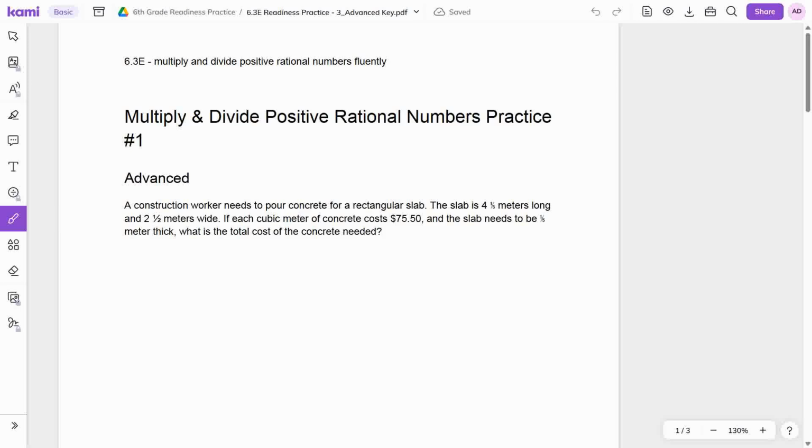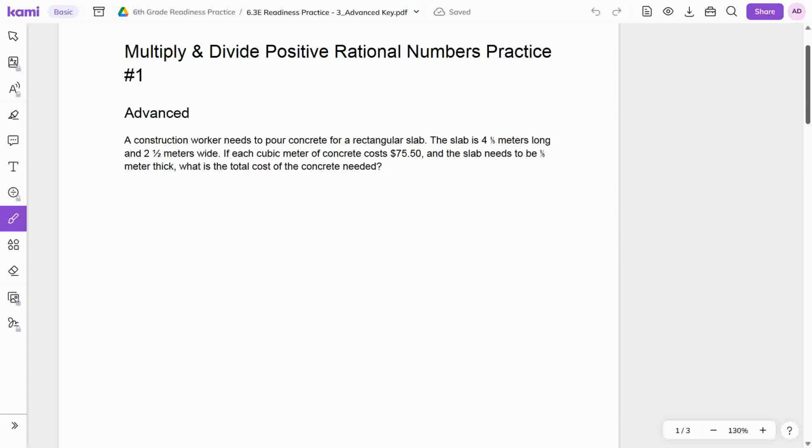Today we are looking at the sixth grade concept of multiplying and dividing positive rational numbers. This is 6.3e Readiness Practice, the advanced version. If you are interested in exploring the 6.3e Readiness Practice for the intermediate or proficient versions, or the Readiness Practice for any other standard, you can find those by using the link in the video description.